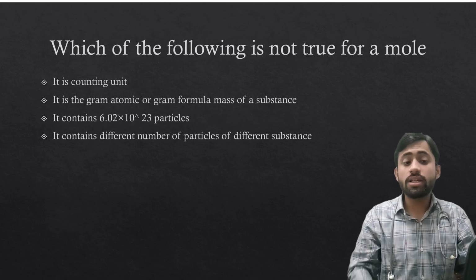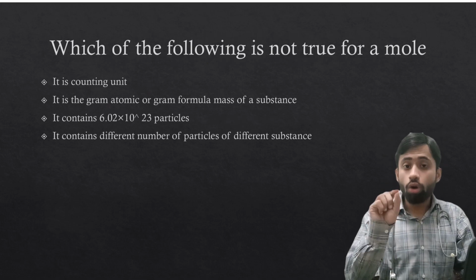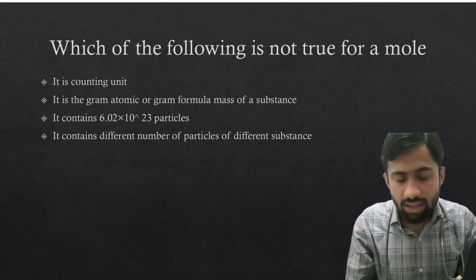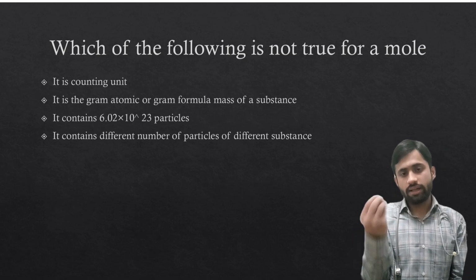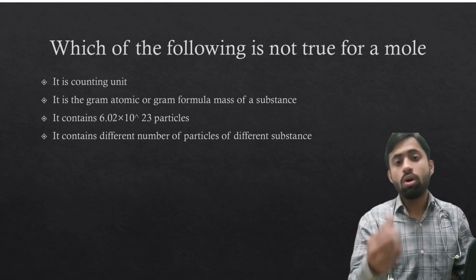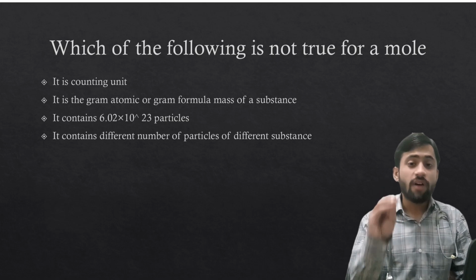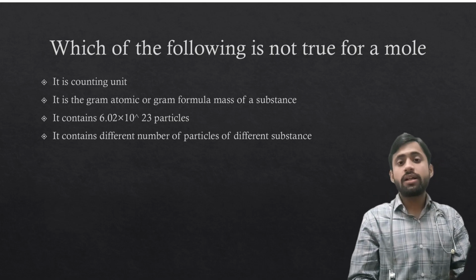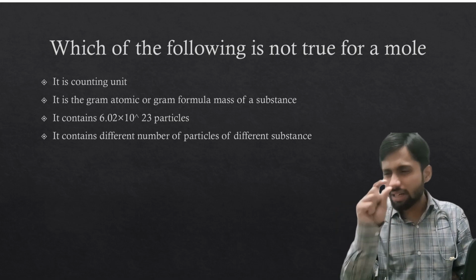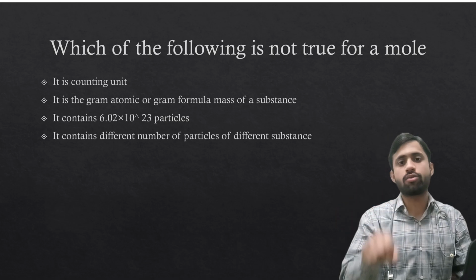Which one of the following is not correct for a mole? Not true for a mole. It's a counting unit, yes. Like a dozen represents 12. If you say a dozen eggs, that means 12 eggs. Like a pair indicates 2. Like a ream of paper indicates 500 papers. Similarly, a mole indicates a certain number of particles. What is that? Avogadro's number.